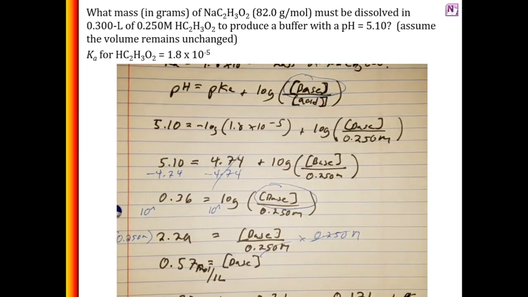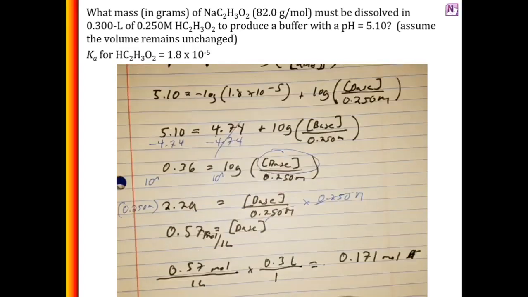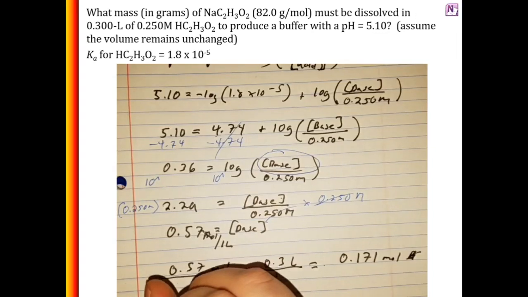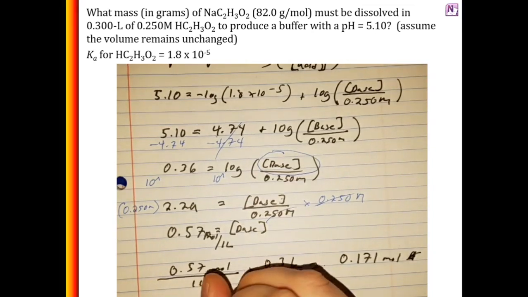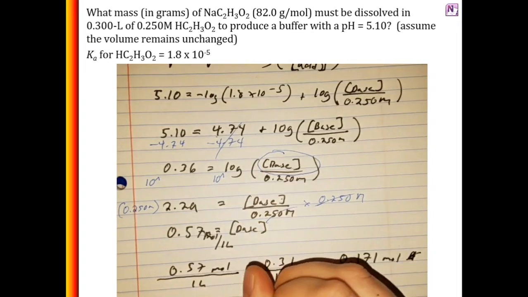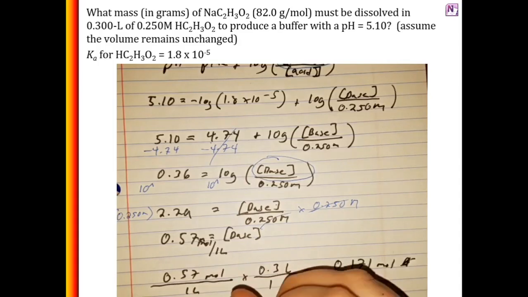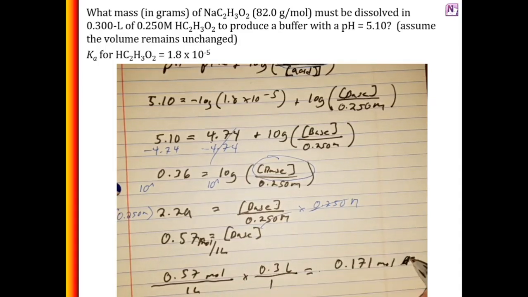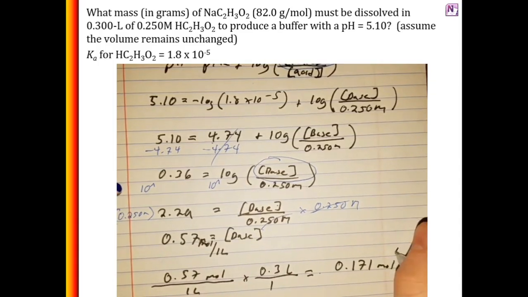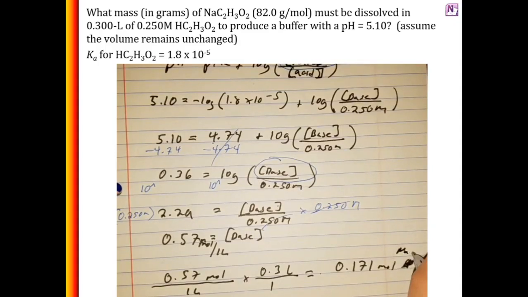Now I need to use my molar mass. So this tells me how many moles. I'll start from there, 0.171 moles A minus, and now I can use my molar mass to put that into grams. My molar mass for sodium acetate, so this is sodium acetate, so I should say NaCH3COO.